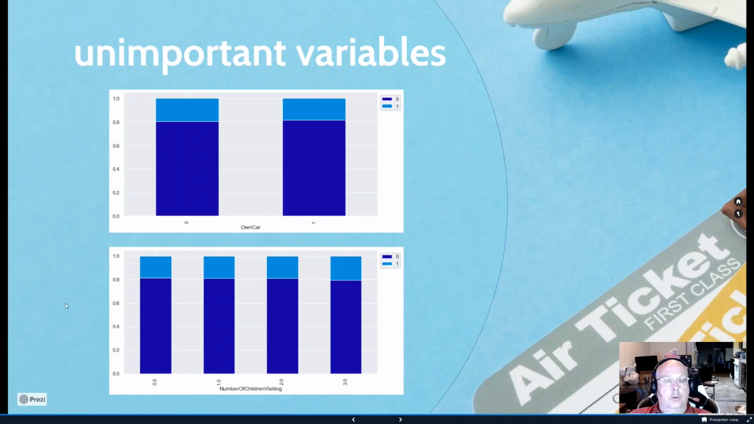Two unimportant variables were whether the customer owns a car and the number of children under 5 traveling with the customer. Note that take-up is about the same whether or not the person owns a car, and take-up is also about the same regardless of the number of children traveling.